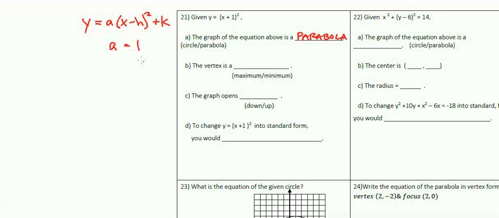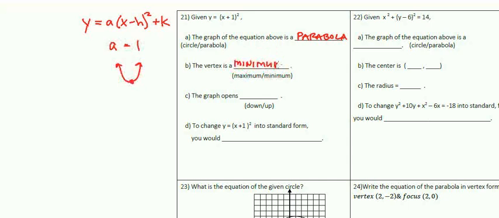So because a is positive 1, the graph must open up. A positive value of a has a graph opening up. A negative value of a is a graph opening down. So in this case, a positive value of a means the graph looks something like this. And if we sketch the vertex on this graph, we'll see that point is the lowest point on the parabola. That means it is a minimum point.